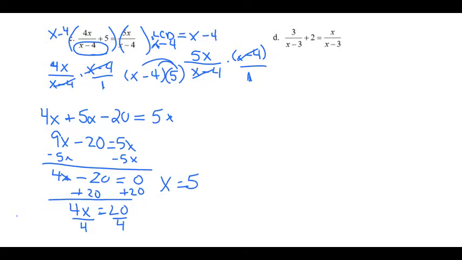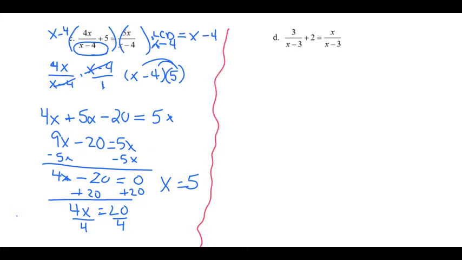Okay, I'm going to erase a little bit here just so we have some space. Now we are going to work on D, and I'll put it in red since we did blue with the other one so you can kind of see the difference. Again, my LCD is going to be my common denominator of x minus 3. So I'm going to multiply everything here by x minus 3, or x minus 3 over 1.